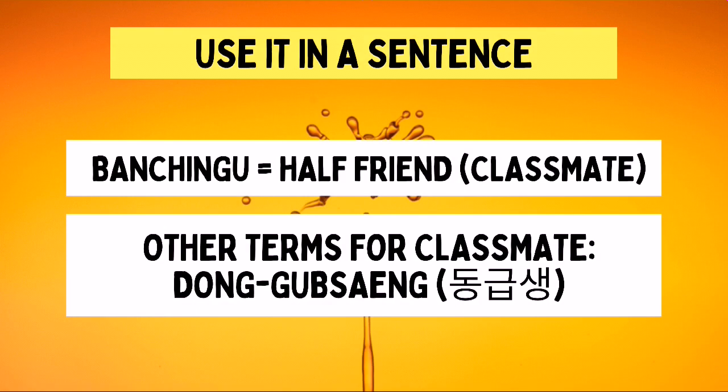However, there's a closer term, or a more commonly used term, for classmate in Korea, which is donggubseng. Again, it's donggubseng. So when you hear BANCHINGU, we can interpret this as half friend or classmate. But we can also use donggubseng, which is a more specific term for classmate. Hopefully, we could discuss the word donggubseng in a separate video.